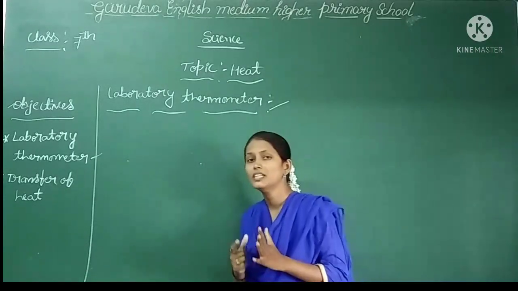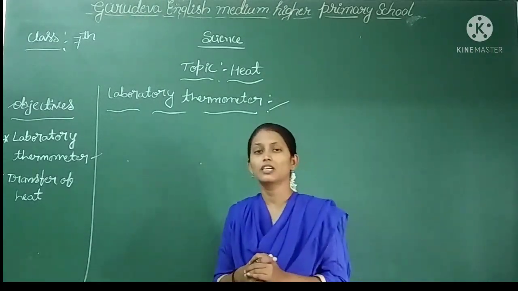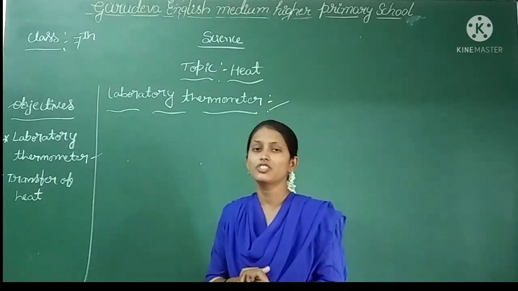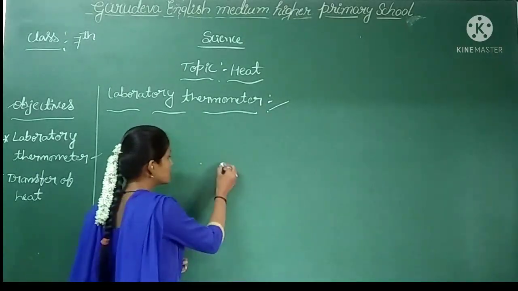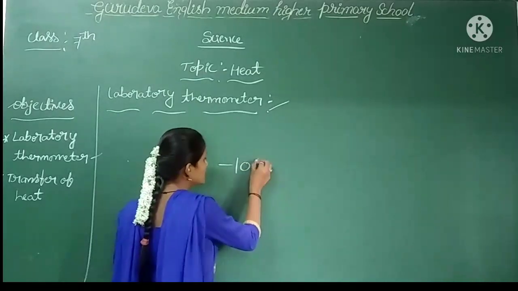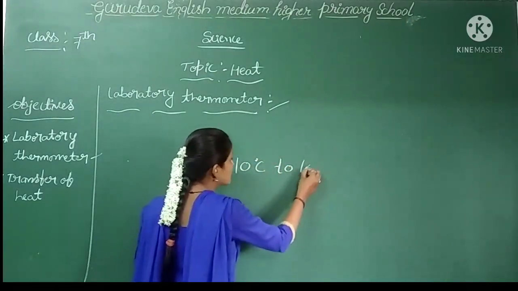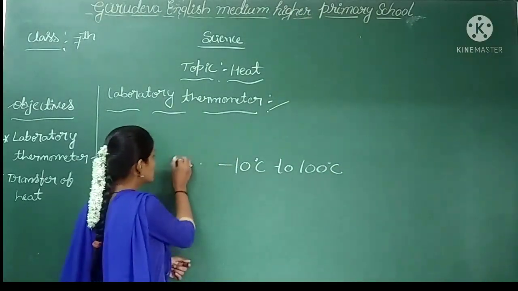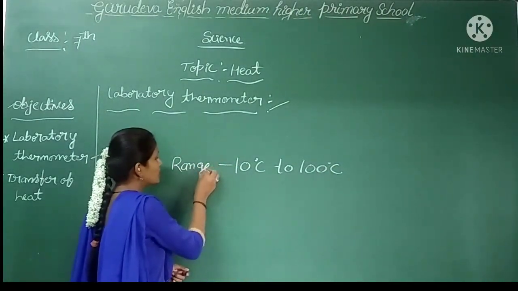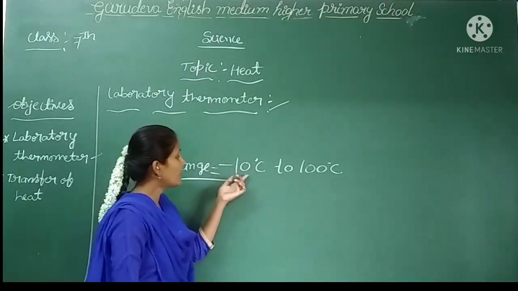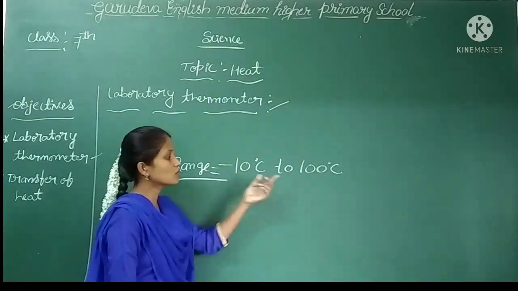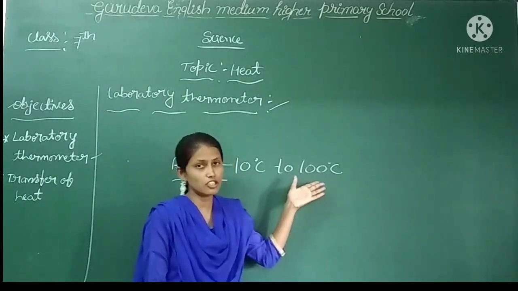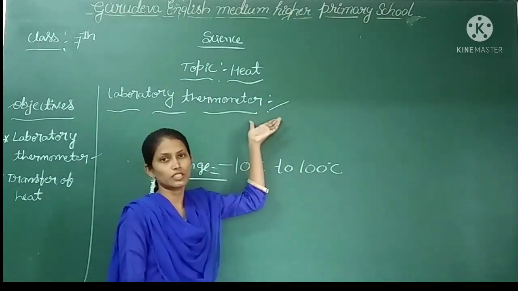Dear children, the structure of the laboratory thermometer is the same, but the temperature range of the laboratory thermometer is minus 10 degrees Celsius to 100 degrees Celsius. So this is the range of the laboratory thermometer.